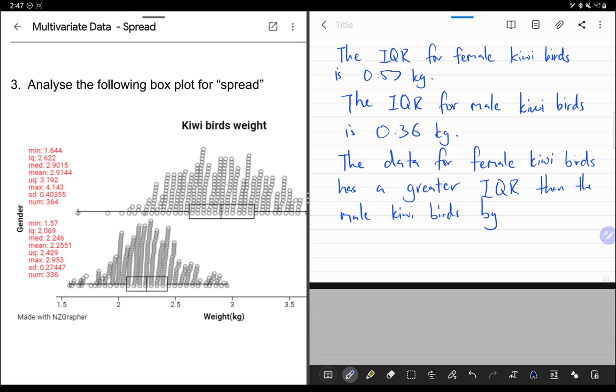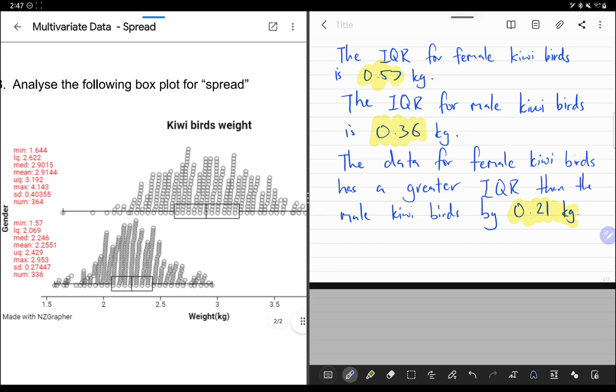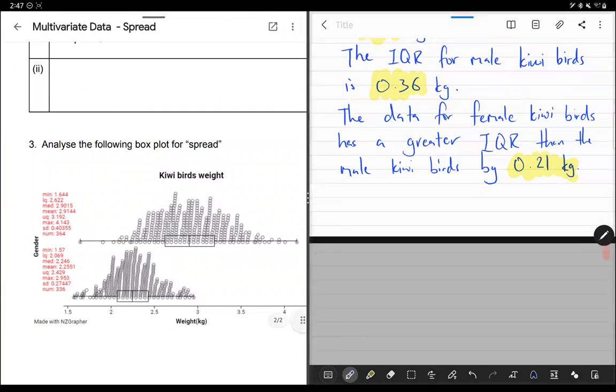By how much? And we have a think. Again, you go 0.57 minus 0.36 to find out the difference, and you get by 0.11. Nope, 0.21, sorry. By 0.21 kilograms. Right, so we're saying one's bigger than the other, and we say exactly by how much, right? And boom, that's about it. Then you've done this part.